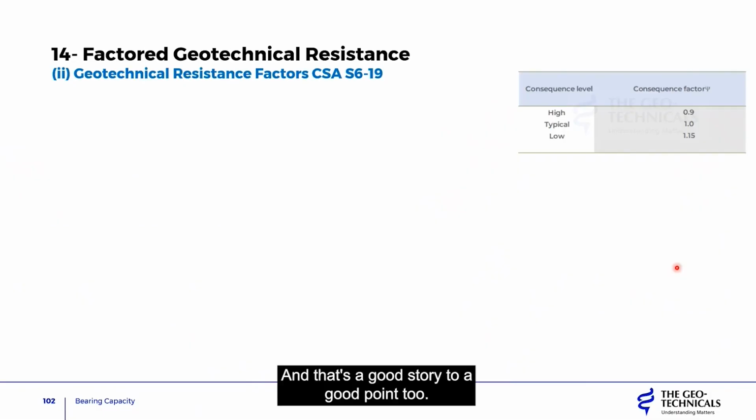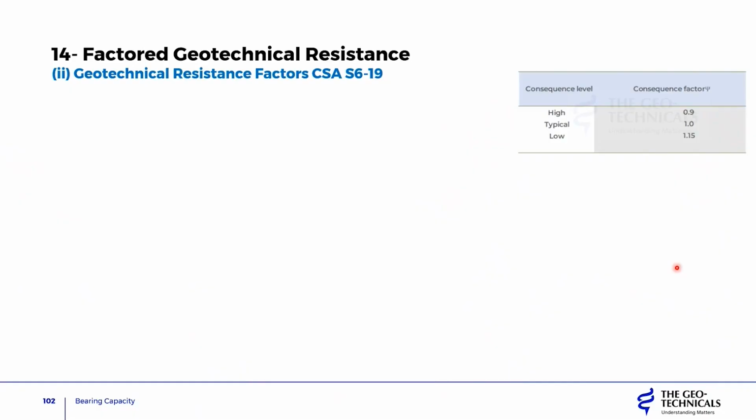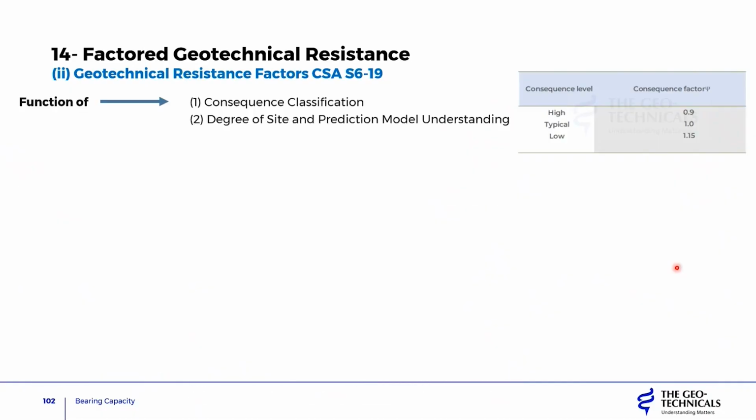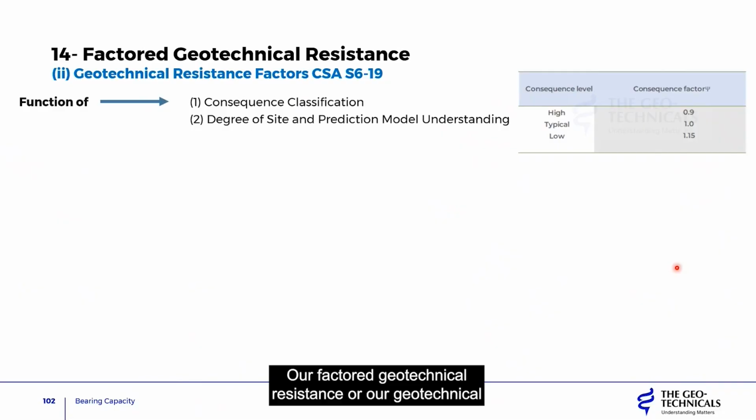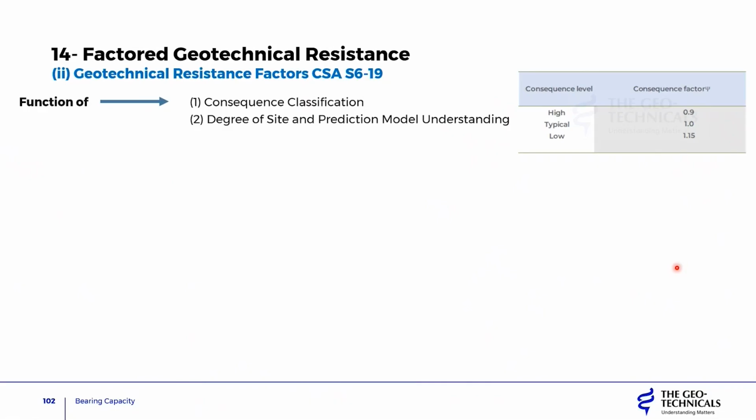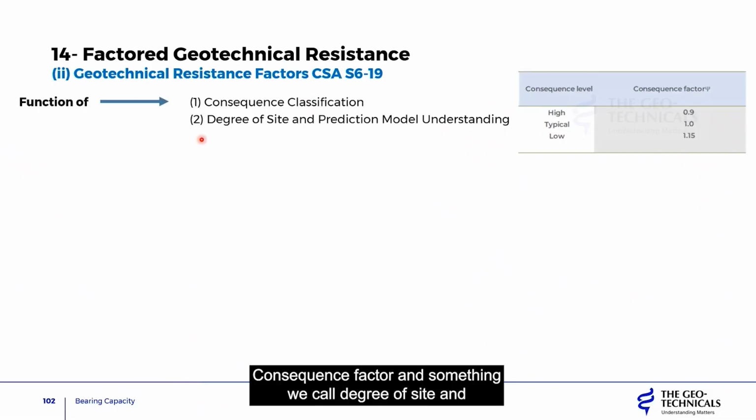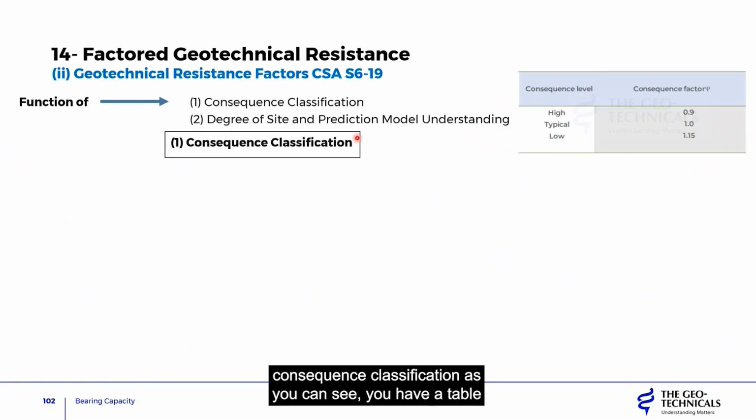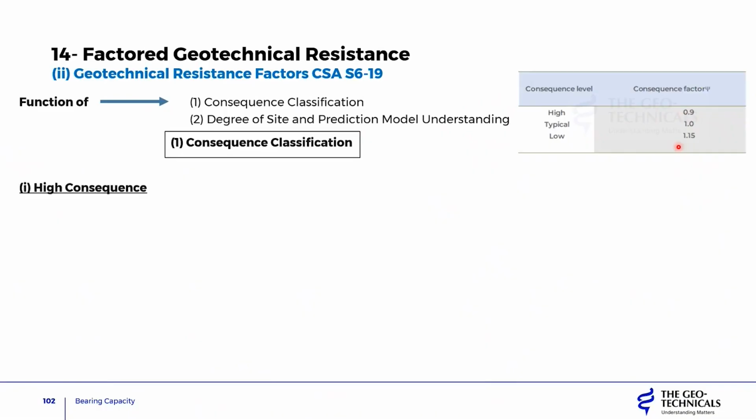And that's a good start, a good point to go deeper into the Canadian Highway Bridge Design Code. So our factored geotechnical resistance, or our geotechnical resistance factor phi, is a function of two things: consequence factor and something we call degree of site and prediction model understanding. What does that mean? So consequence classification, as you can see, you have a table that shows high consequence psi equal 0.9, typical, which is usually 1, and low 1.15.